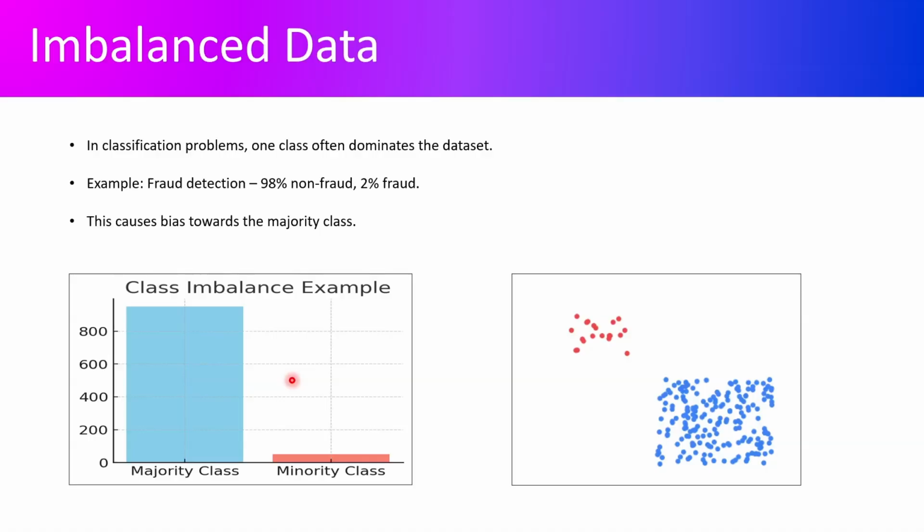In real-world classification problems, the dataset is not balanced. That means one class, called the majority class, has far more data points than the other, called the minority class. For example, in fraud detection, 98% are non-fraud cases and only 2% are fraud transactions. Or in medical diagnosis, only a small percentage of the patients have the disease. This imbalance causes a serious problem. Your machine learning model can become biased towards predicting the majority class simply because that's what it is seeing the most number of times.